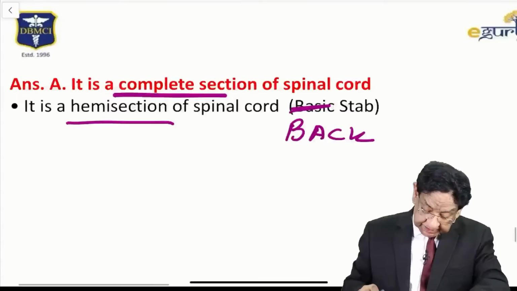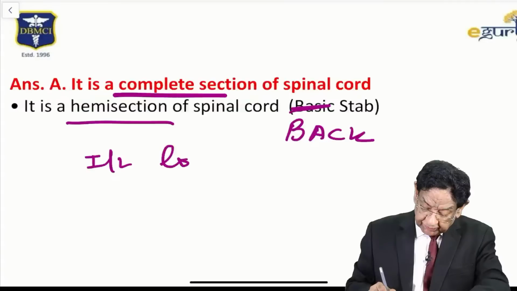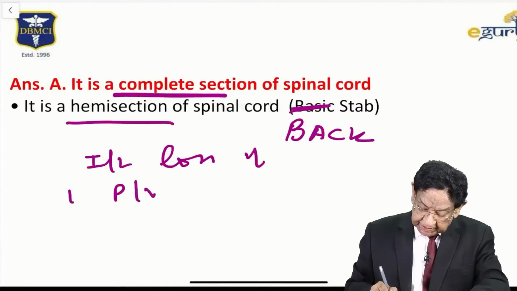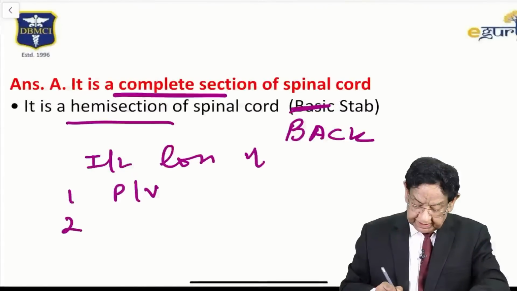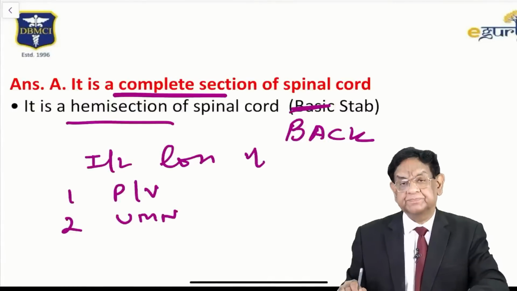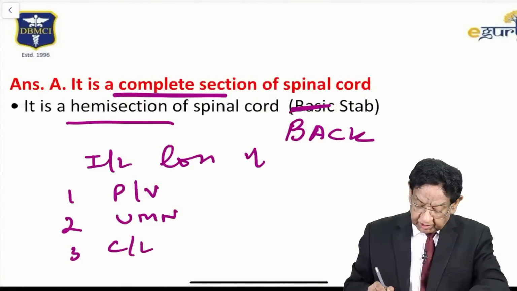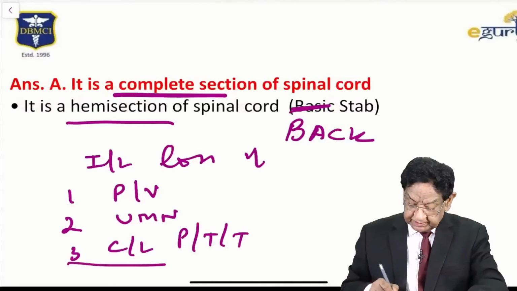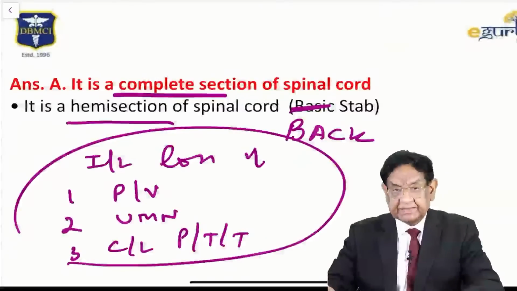Brown-Sequard syndrome. In this, there is ipsilateral loss of position and vibration sense. P for position, V for vibration. Ipsilateral upper motor neuron lesion. Contralateral loss of pain, touch and temperature. This is Brown-Sequard syndrome. It's a hemisection.